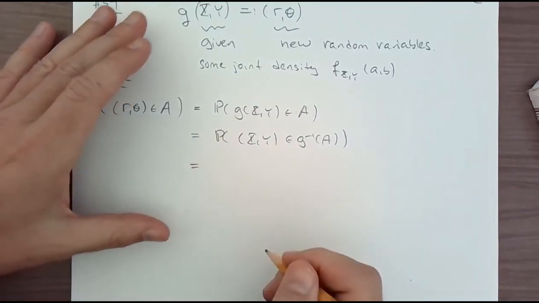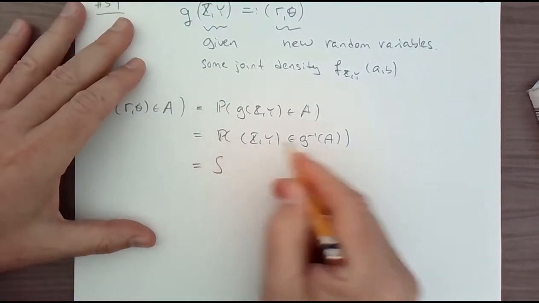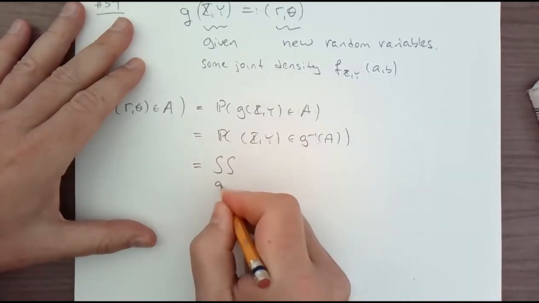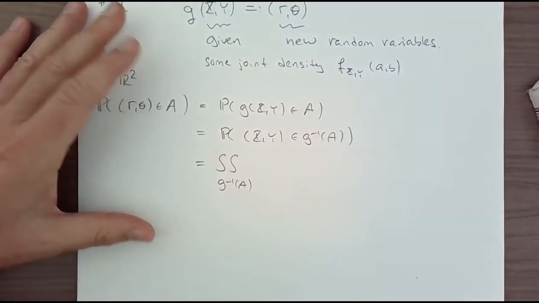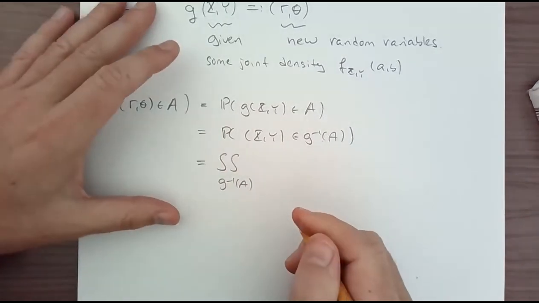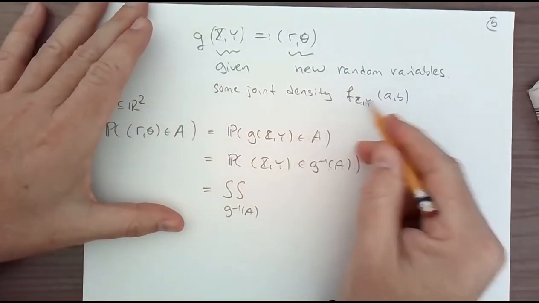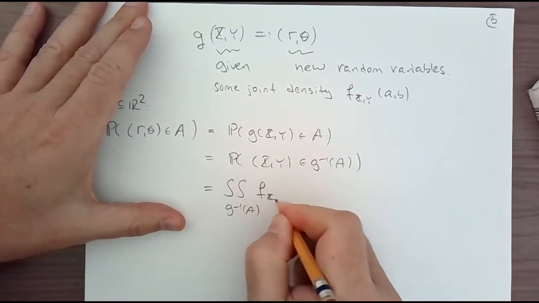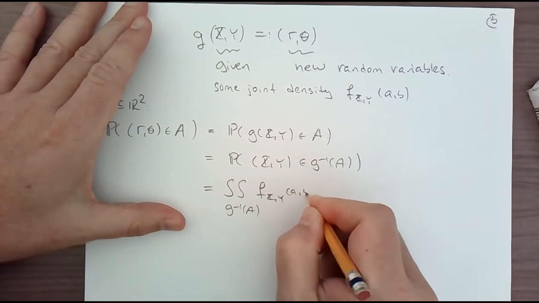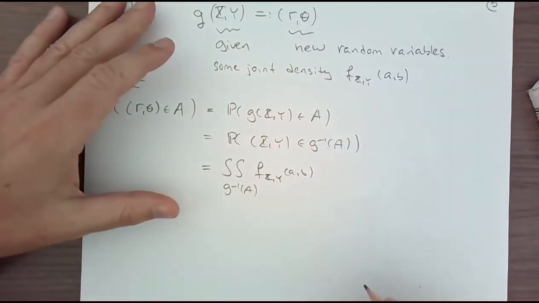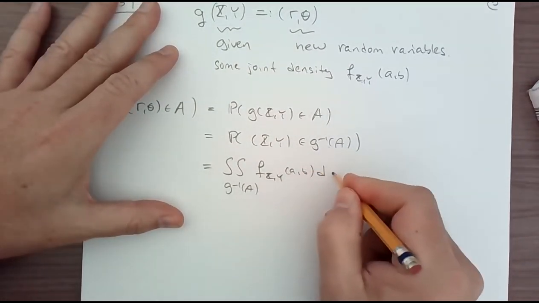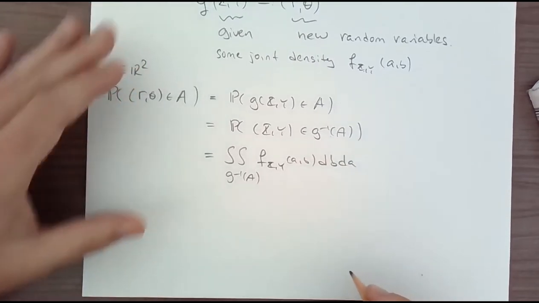Okay, so I'll do that. This here is going to be an integral. What is the set? The set is this g minus 1 of A. And then the joint density, that was what we called f_X of a and b. All right, and then we integrate here with db, da, say.